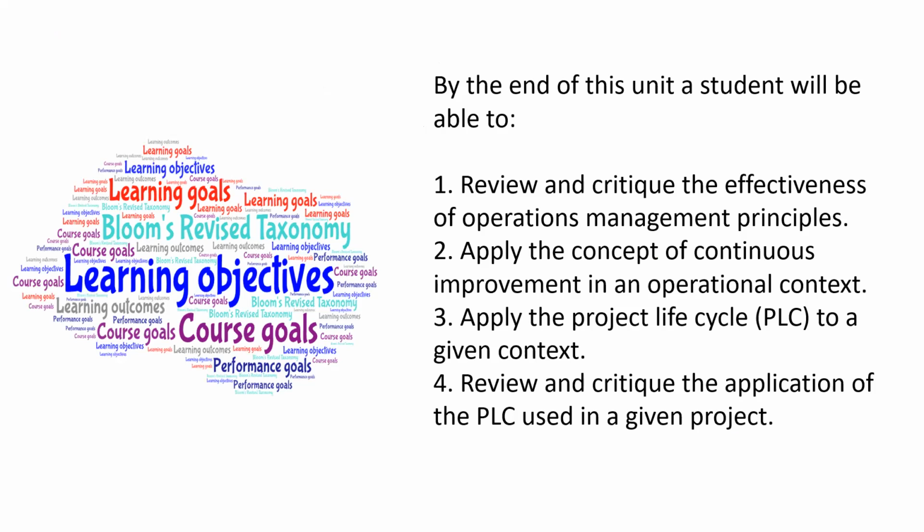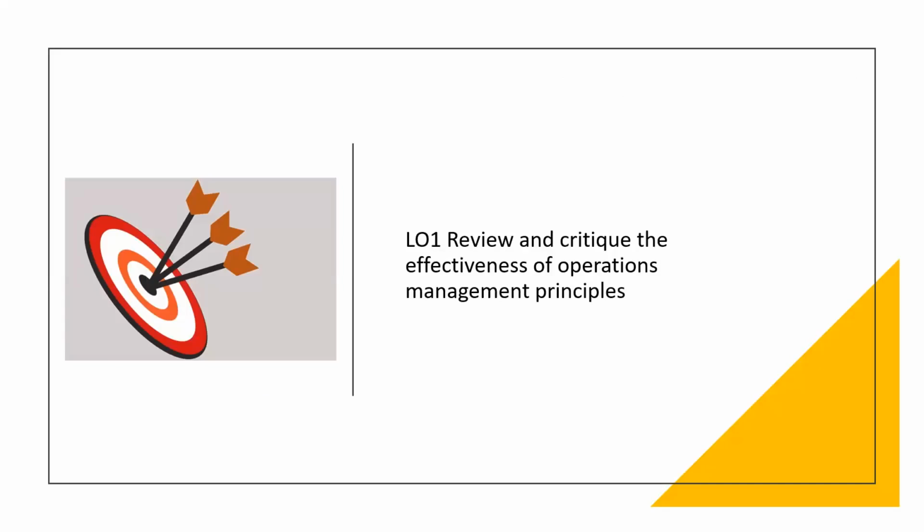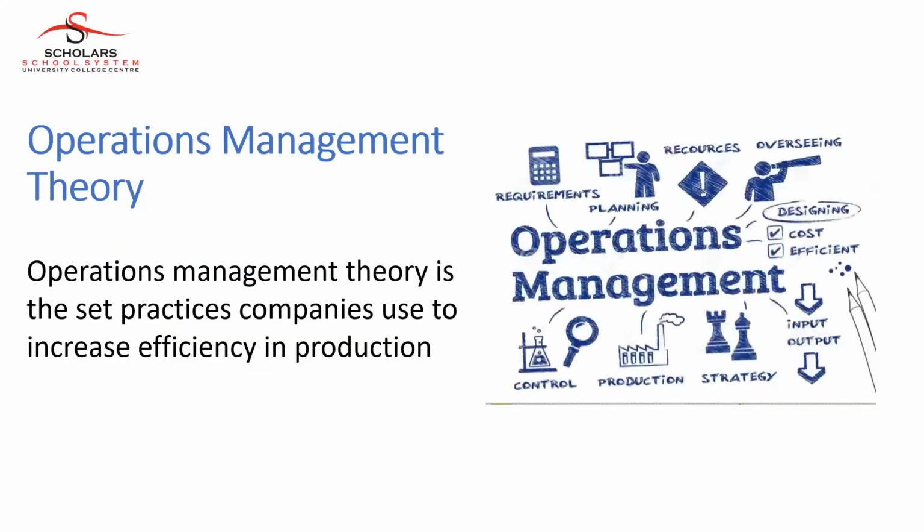As you can see here on the screen, number 1 is review and critique the effectiveness of operational management principles. Second is to apply the concept of continuous improvement in an operational context. Third is to apply the project life cycle to a given context. And finally, review and critique the application of the PLC used in a given project. So we go to the first learning objective, review and critique the effectiveness of operational management principles.